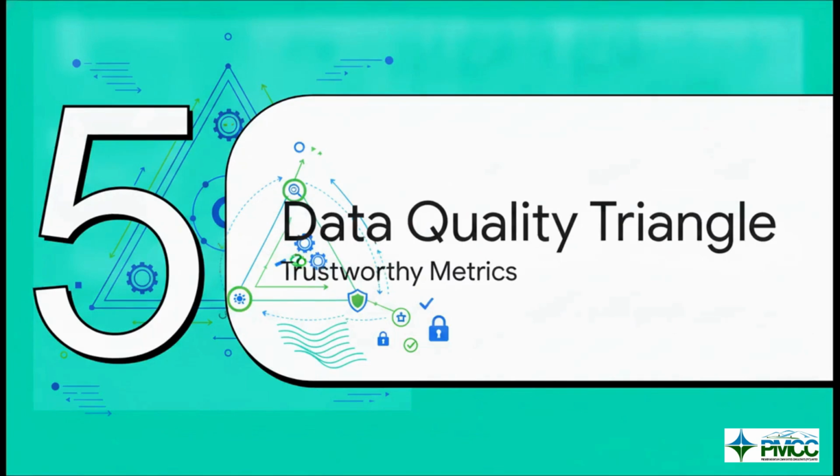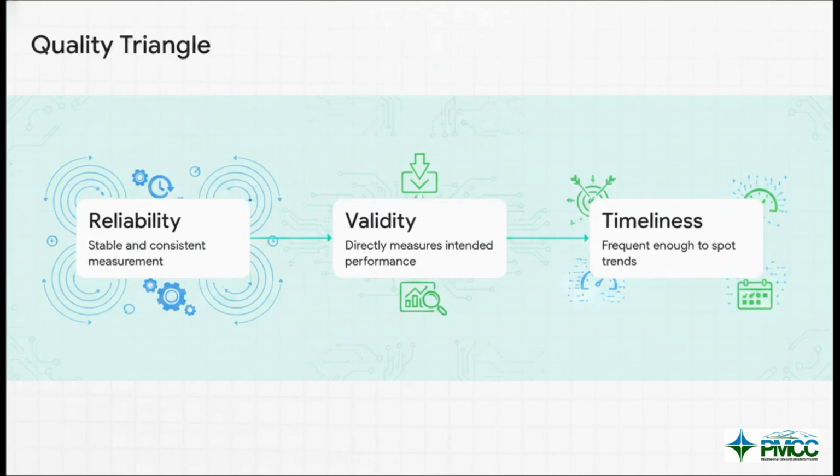Period. Section 5. The Data Quality Triangle. Ensuring trustworthy metrics. To make sure the data feeding into your credible system is actually rock solid, we rely on the 3 vertices of the data quality triangle. Step 1 is reliability. Your measurements have to be stable, consistent, and done the exact same way every single time.